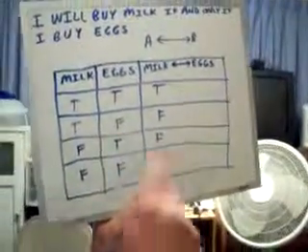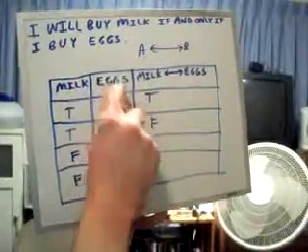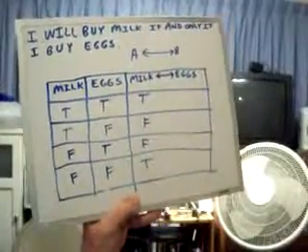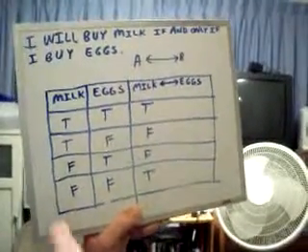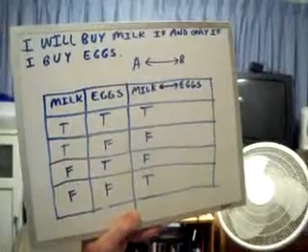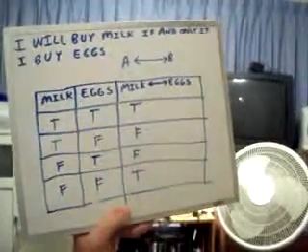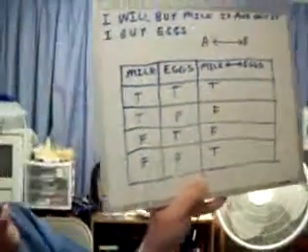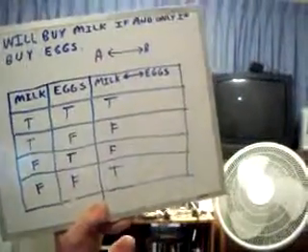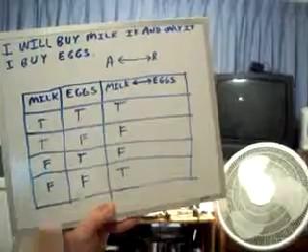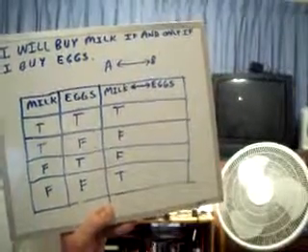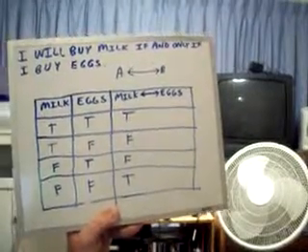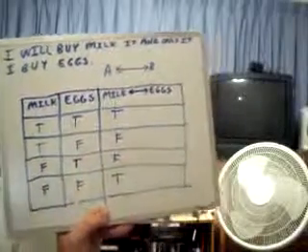Now, let's take the first statement. You bought milk, you bought eggs, so when you said, I will buy milk if and only if I buy eggs, well, that statement's true. Now, let's say you go to the grocery store and you buy milk, but you don't buy eggs. You said that the only time you would buy milk is if you bought eggs. Well, you bought milk without buying eggs, so that statement's false.